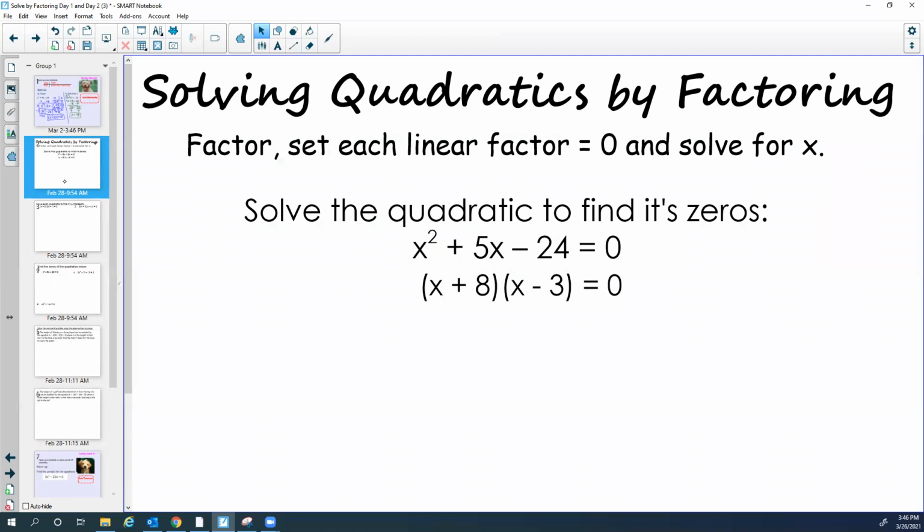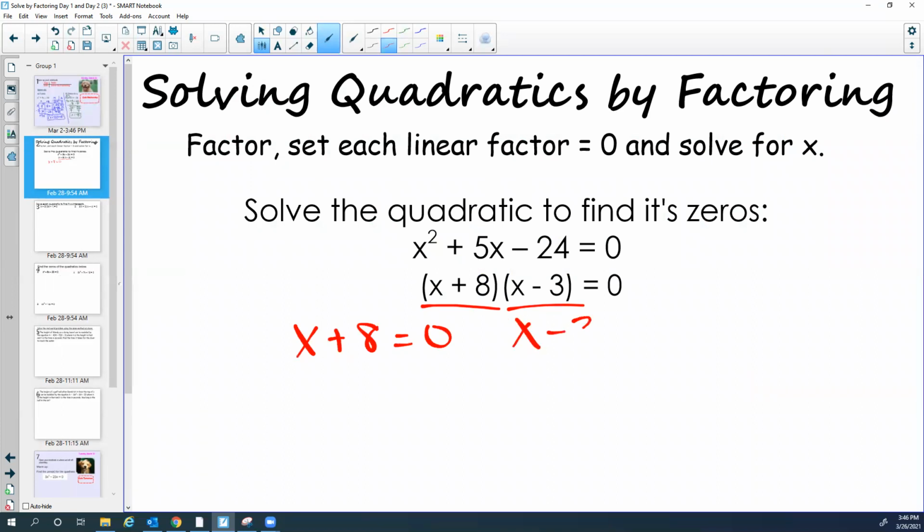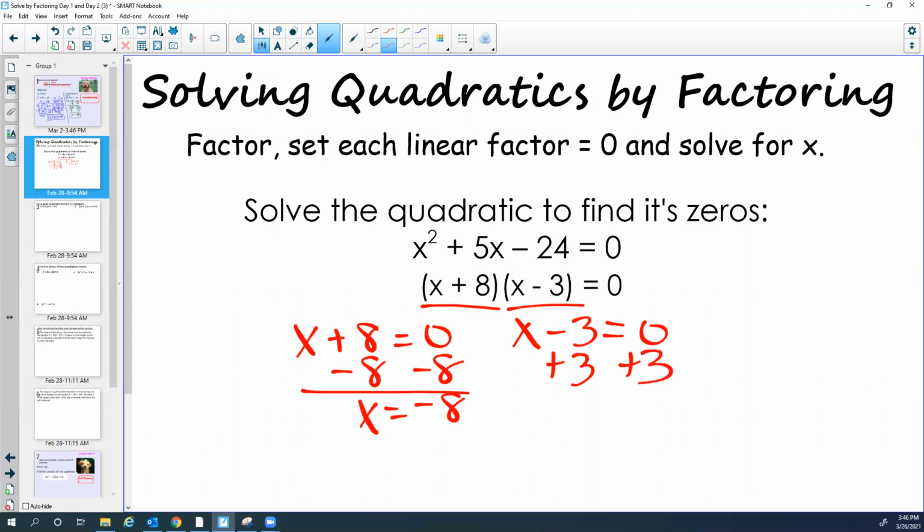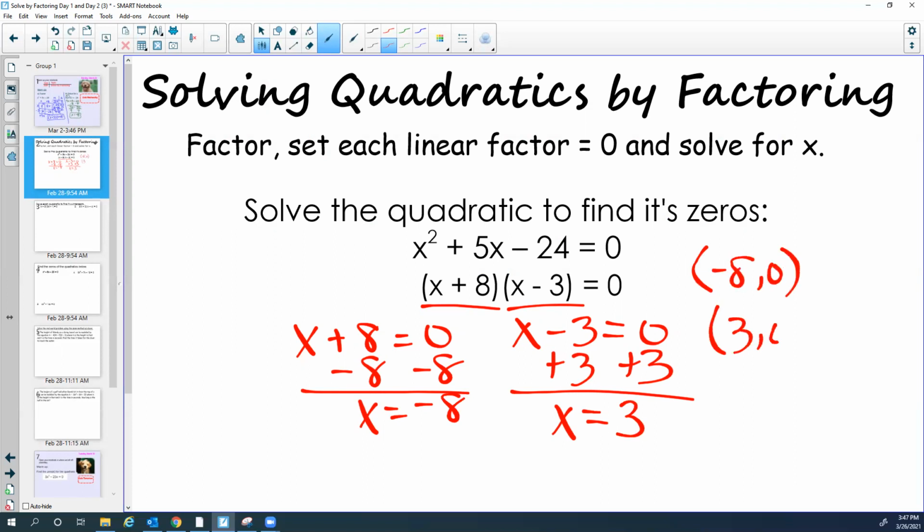I'm finding my x-intercepts. So this factoring that we've been doing, after we get our two factors, a way for us to be able to find our x-intercepts is to take both of those factors and set them equal to 0. X plus 8 equals 0, x minus 3 equals 0, and solve them both for x. When I do that, that will give me both my x-intercepts. Subtract 8, and I get x equals negative 8. Add 3, and I get x equals positive 3. So my two zeros are negative 8, 0, and 3, 0.